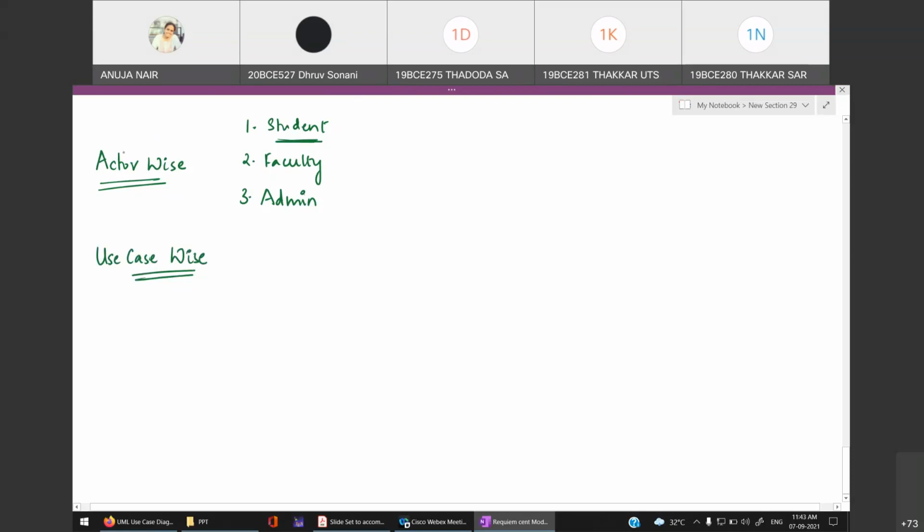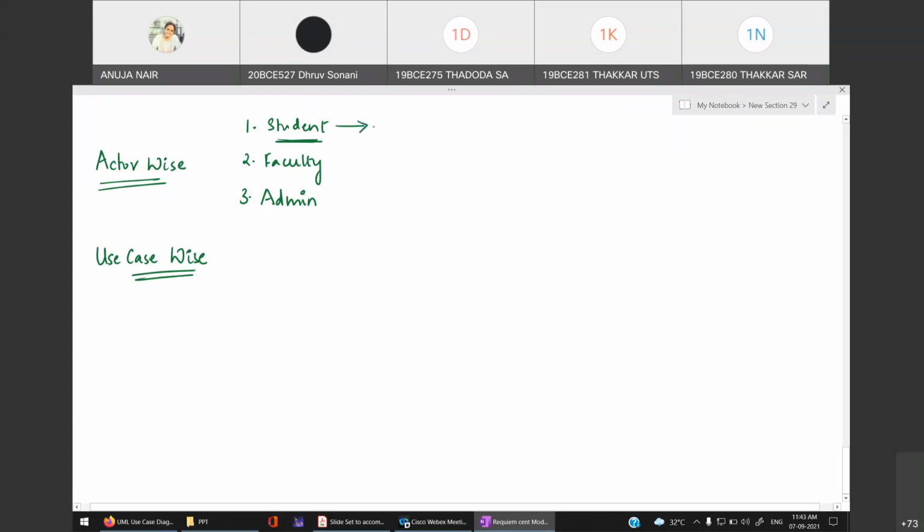If you are showing actor wise, that means in one use case diagram only one actor would be present, and it would be actor oriented, meaning all the requirements of student would be present in that use case diagram. The same goes for faculty and for admin. But when you're talking about use case wise, then it is possible that all three actors are present in a use case diagram. So it is up to you. Either you do it this way or you do it that way. Okay.